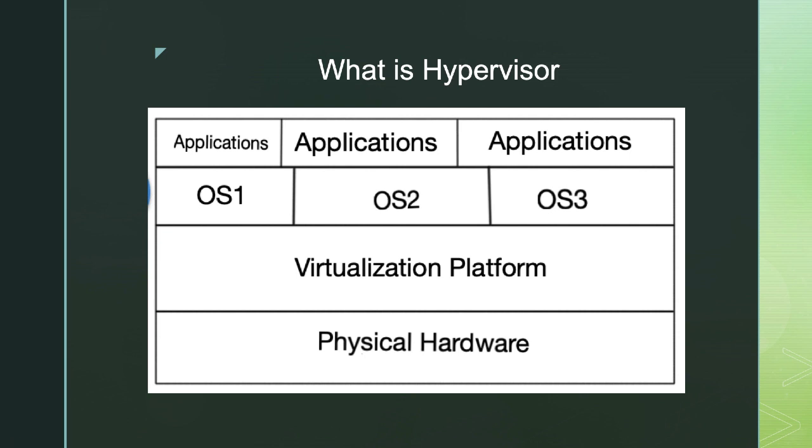Now, in strict terms, this is a type 2 hypervisor. We will go through later what type 1 and type 2 are, but this is in a nutshell. Someone might argue, okay, this may not be the case for type 1, but this is generic. This is for type 2 now, and I will explain what type 1 and type 2 are in subsequent videos.